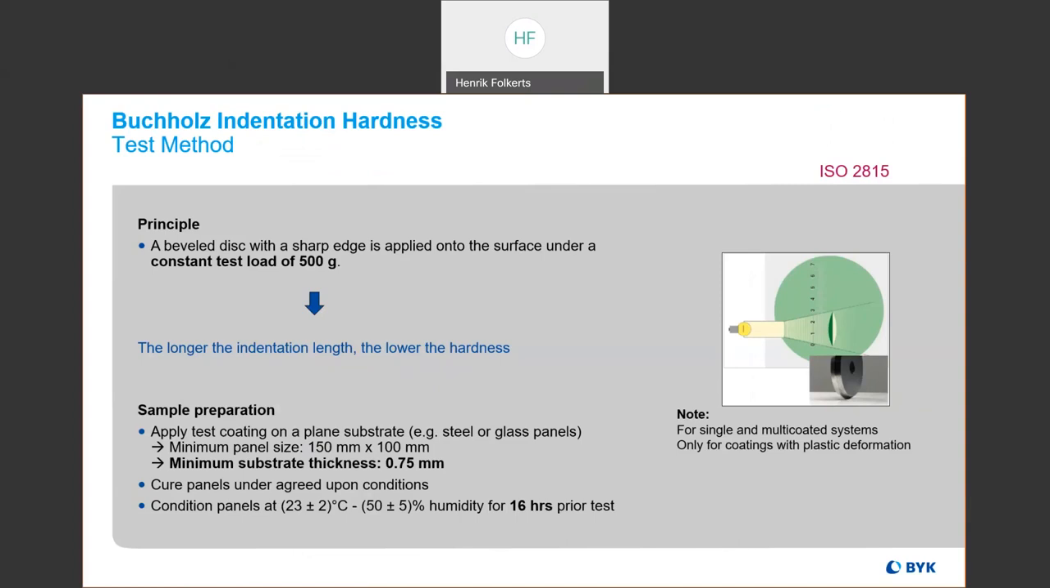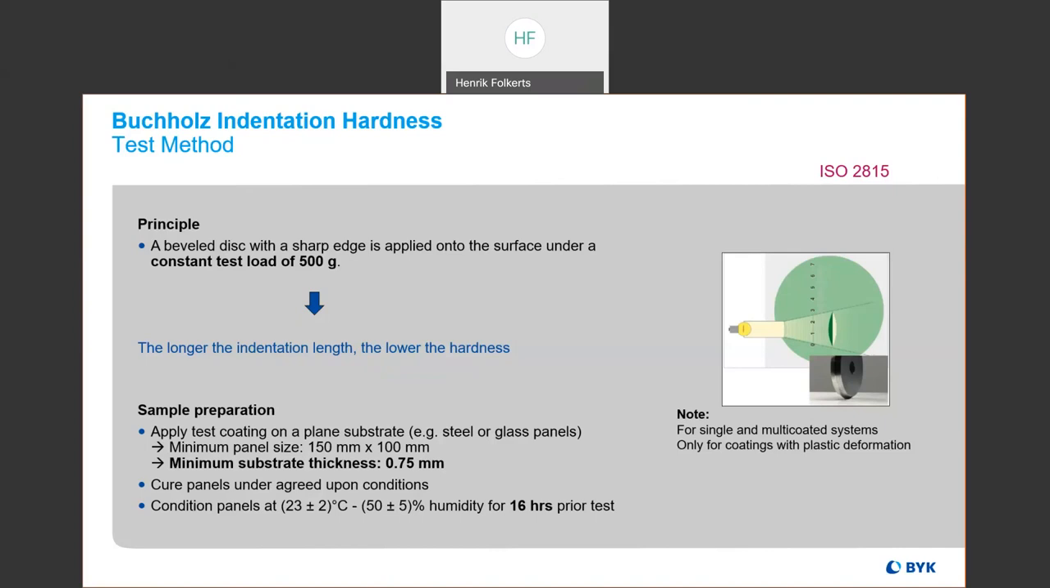We use a beveled disc that has a very sharp edge. This disc with the sharp edge is placed on the surface under a constant test load of 500 grams. Here, this is the disc. And the longer the indentation length, the lower the hardness. And this is caused by the disc. It is applicable for a single and a multi-coat system and also suitable for coatings with plastic deformation.